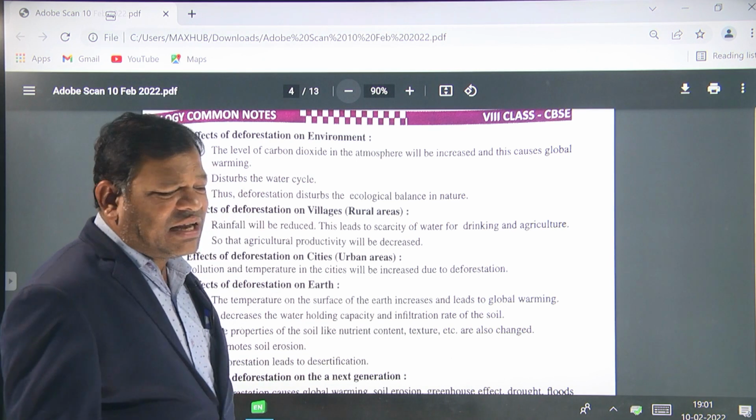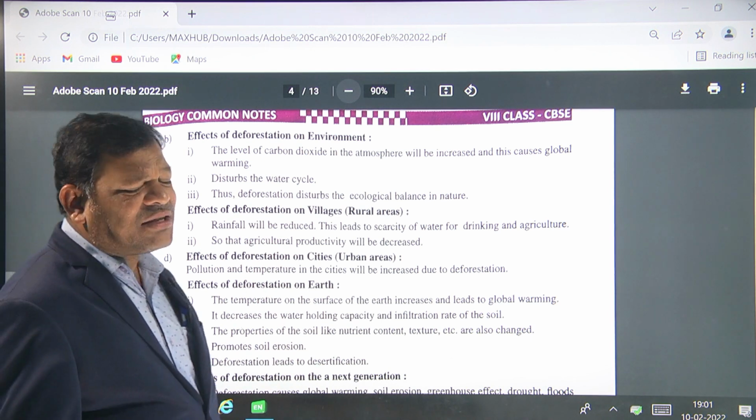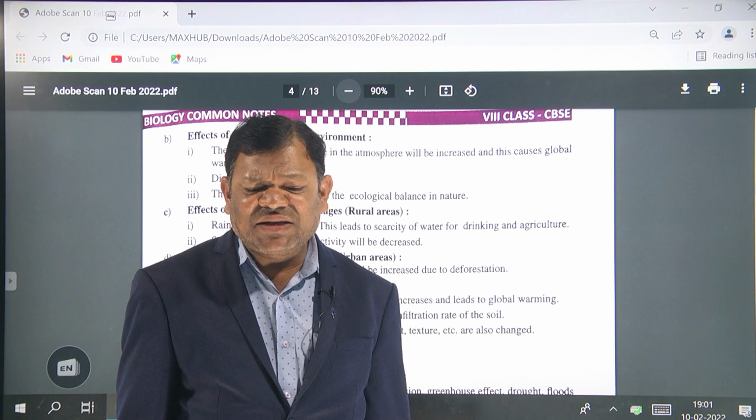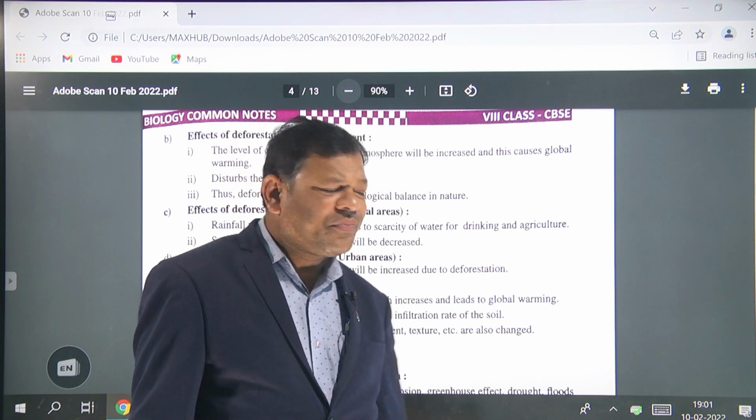And the water cycle is disturbed. And deforestation disturbs the ecological balance in nature. If there are no plants, there are no animals. If there are no animals, there are no plants. So plant and animal disturbances occur.